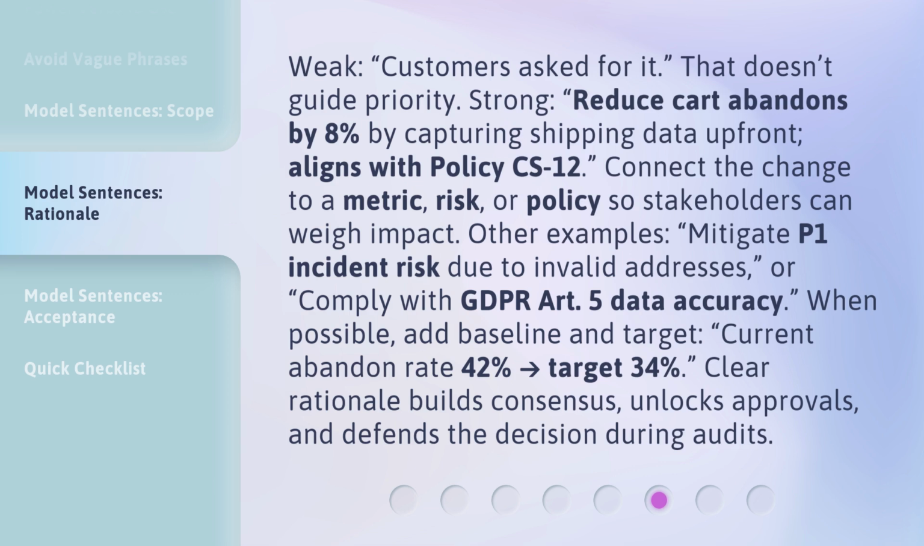When possible, add baseline and target. Current abandon rate 42%, target 34%. Clear rationale builds consensus, unlocks approvals, and defends the decision during audits.